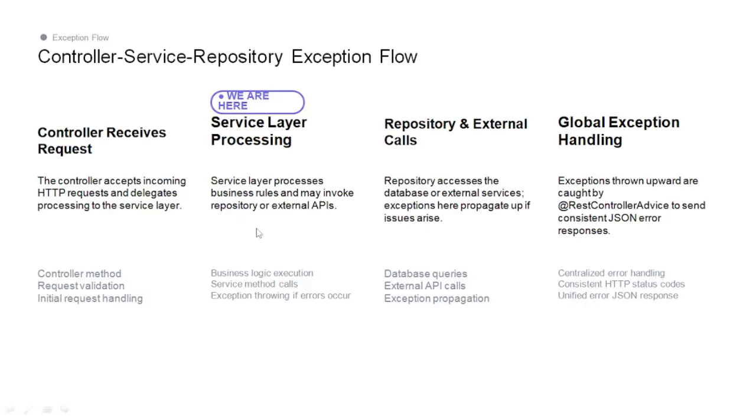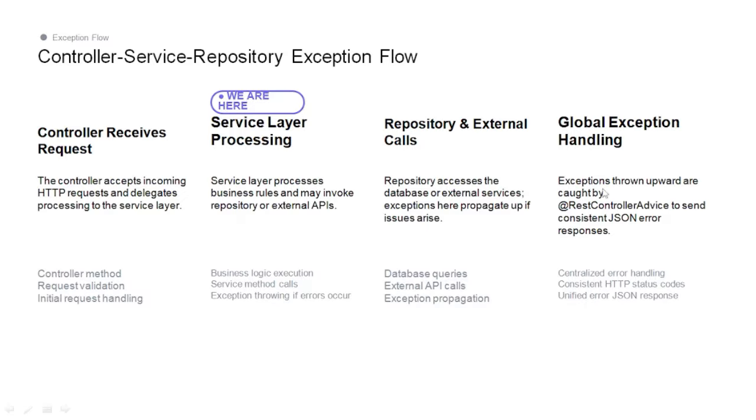Here is the business logic. The controller receives a request: it accepts the incoming HTTP request and delegates the process to the service layer. The service layer processes the business rules and may invoke a repository or an external API. If it is a database, you will talk to the database; if it is a third-party API we are using, then you will be calling that. The repository accesses the database or external services, database queries, external APIs, and the exception propagates.